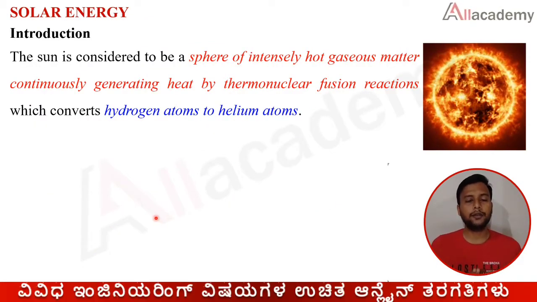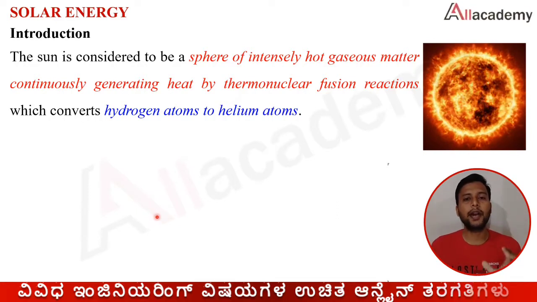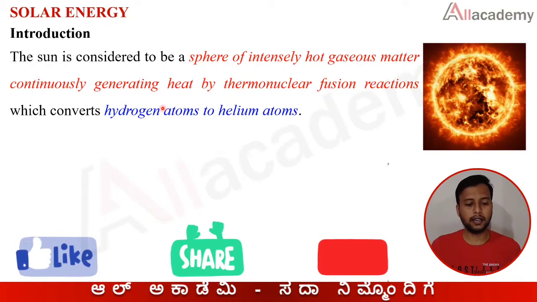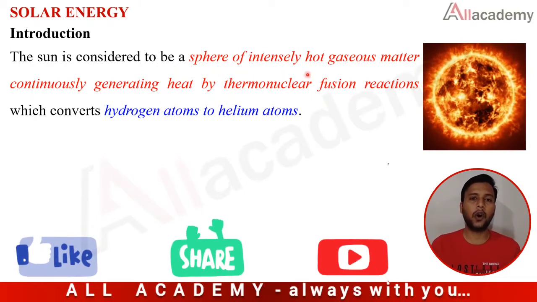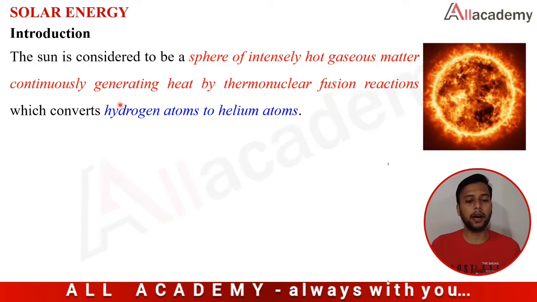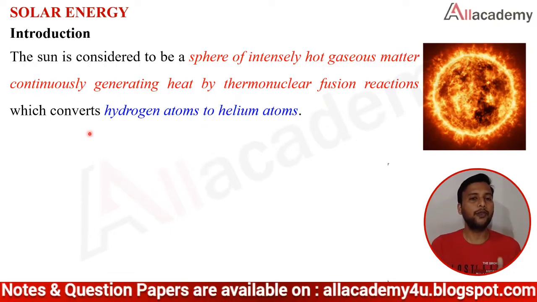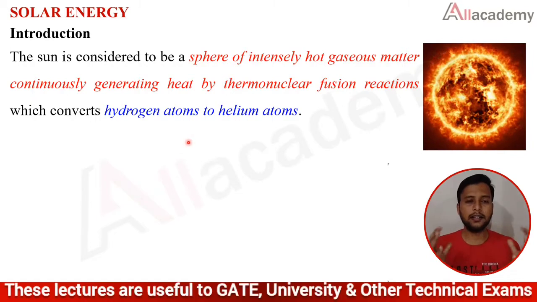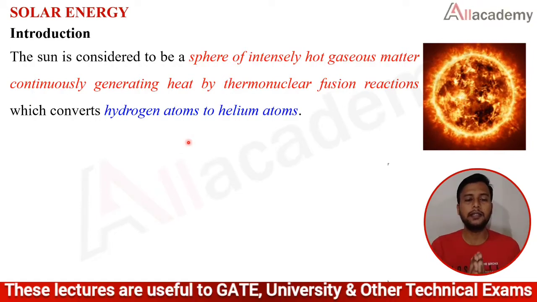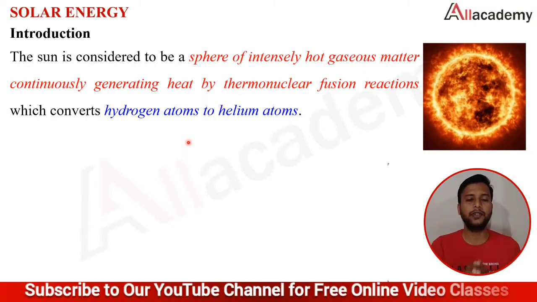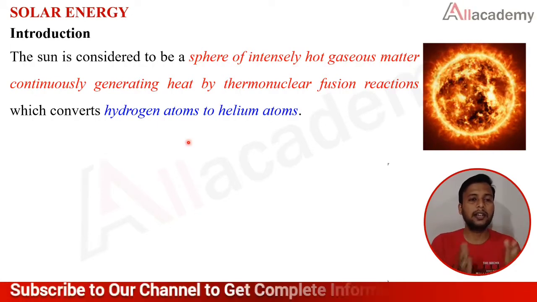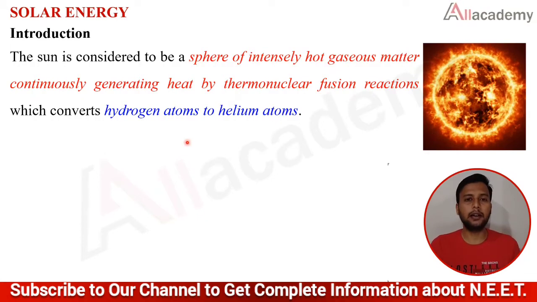Now we all know that for solar energy, whatever energy is generated by using solar energy, the sun is the main source. The sun is considered to be a sphere of intensely hot gas matter, continuously generating a thermonuclear fission reaction, which converts hydrogen atoms into helium atoms.